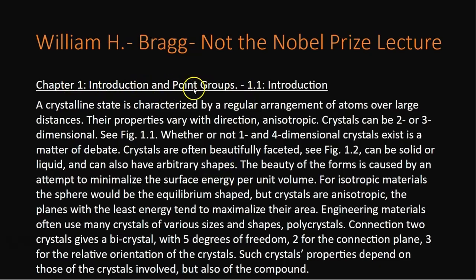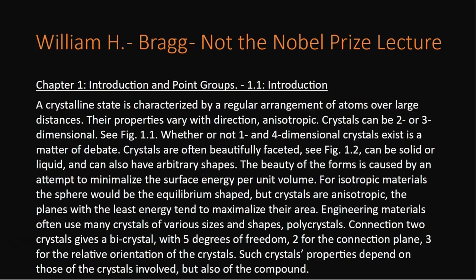Chapter 1, Introduction and Point Groups. 1.1 Introduction. A crystalline state is characterized by regular arrangements of atoms over large distances. These properties vary with direction. This is called anisotropic. Crystals can be 2 or 3-dimensional, see figure 1-1. We will see that shortly. Whether or not 1 and 4-dimensional crystals exist is a matter of debate.